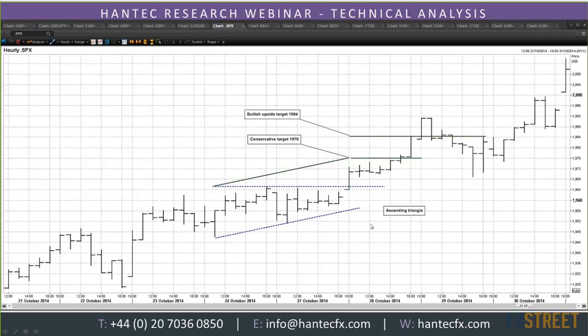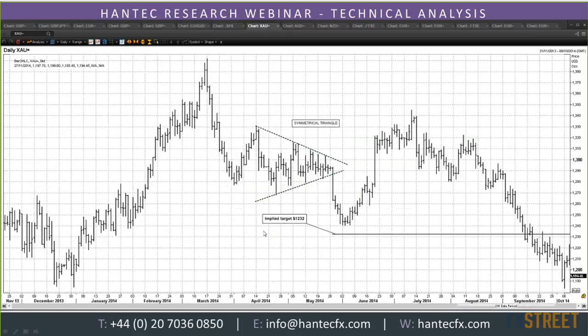I did find a slight symmetrical triangle, and it didn't quite work. This is on gold, from April, May this year. It's got these converging trend lines, and I remember calling it to the downside. Once you break to the downside, you take the measurement to the downside from the support, which gave me that downside target of 1232.